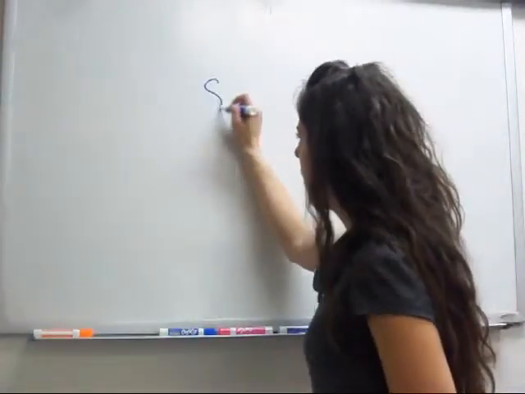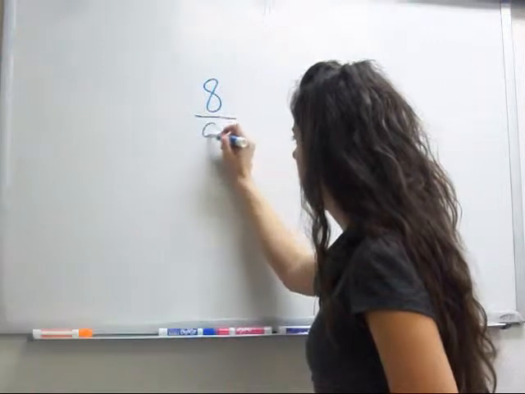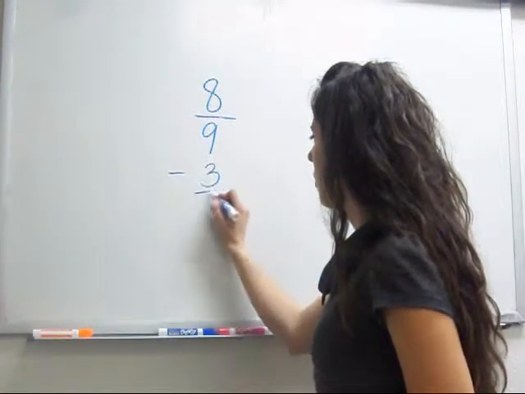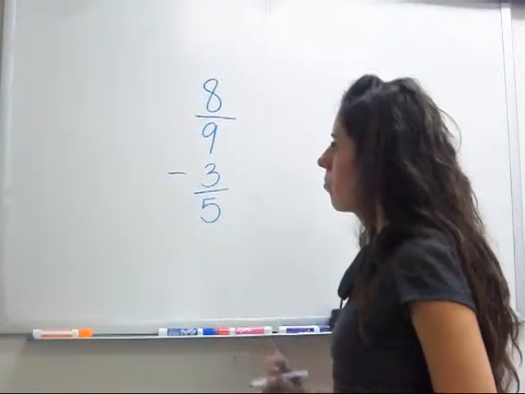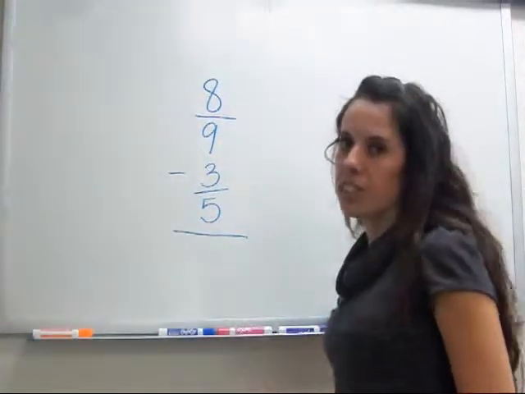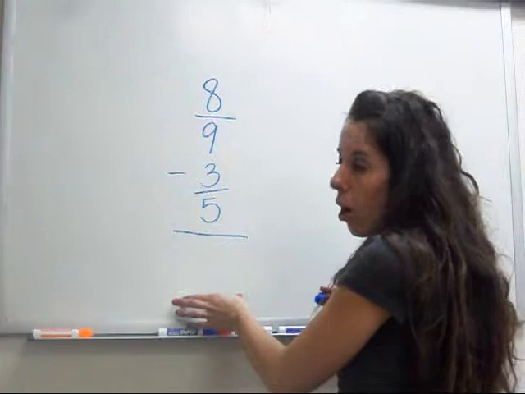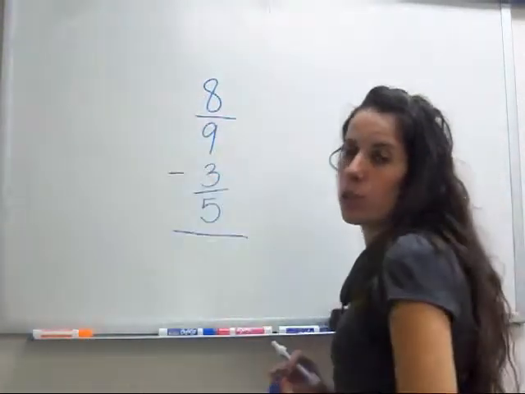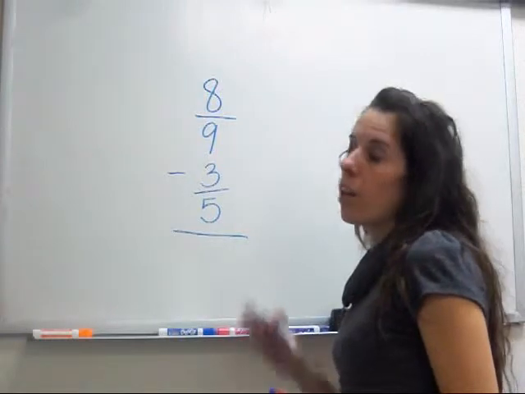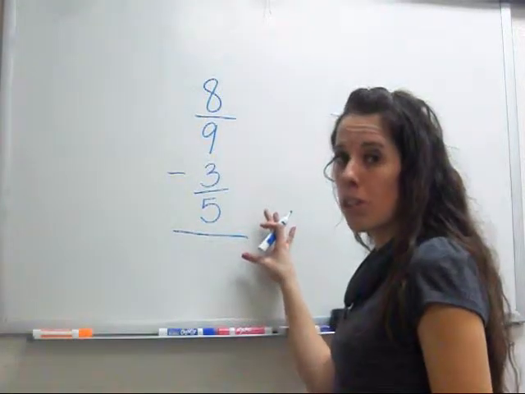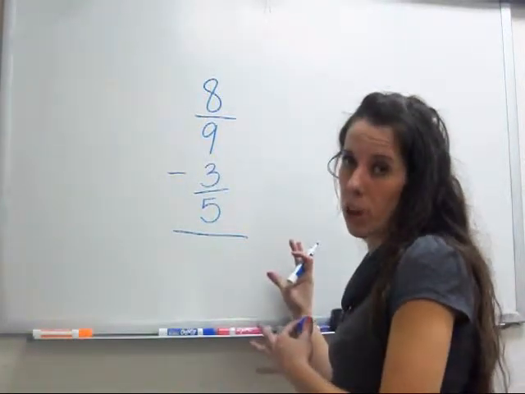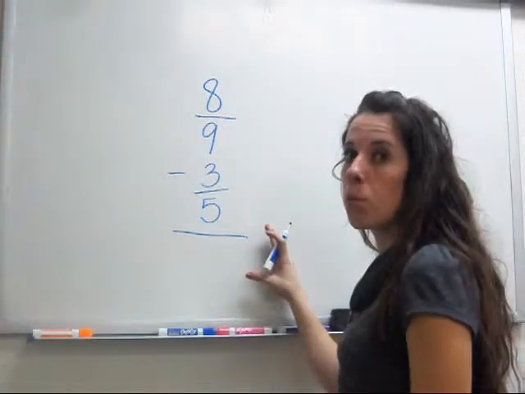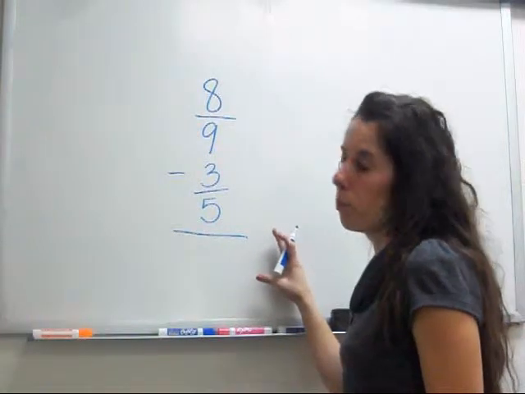Let's try 8/9 minus 3/5. As you can see, I wrote this problem up and down versus my normal horizontal that I like to use. When adding or subtracting fractions that have different denominators, where we need to find a common denominator in order to subtract, I like to write them vertically because it gives me more space to do my problem.